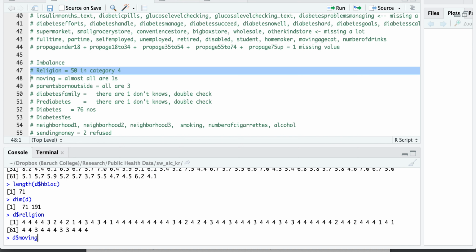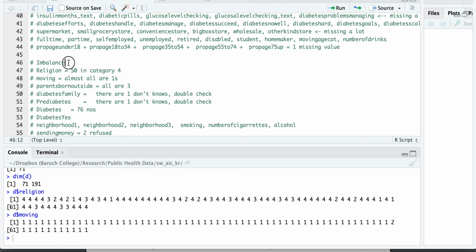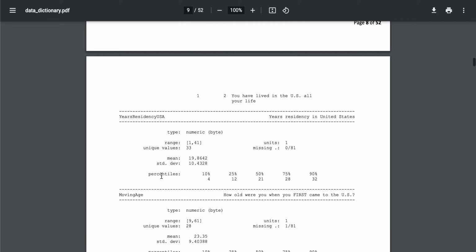The moving, all of them are 1 except for one 2. So again, there's no information here. When all of the observations in the data set have the same value for a predictor, then that predictor is not informative. So again, this falls in the category of imbalance. I remove this. Then we have years residency, and that is informative because it has a mean of 20 years plus minus 10 years. There's some variability, so we keep it.